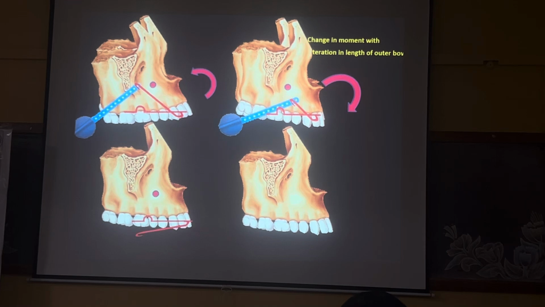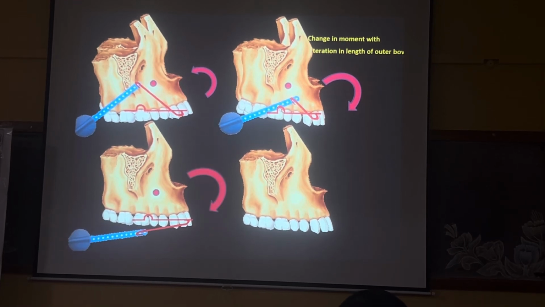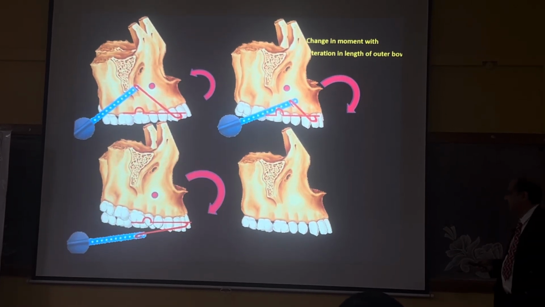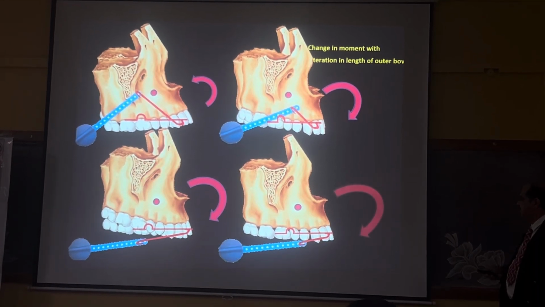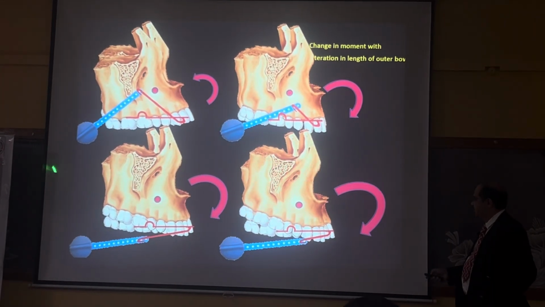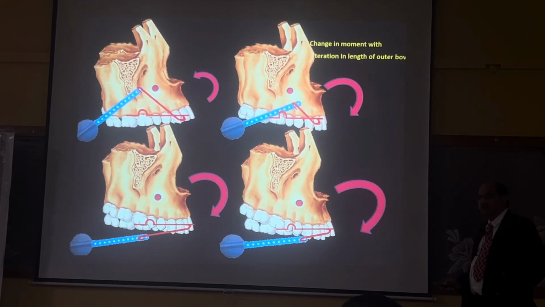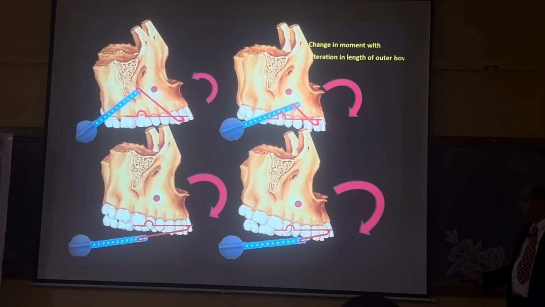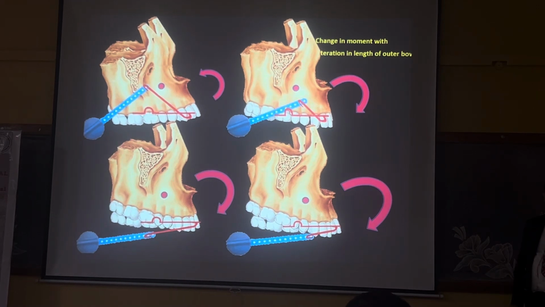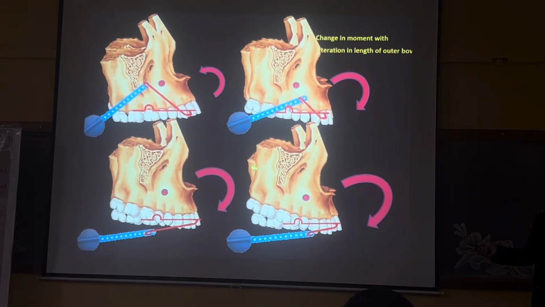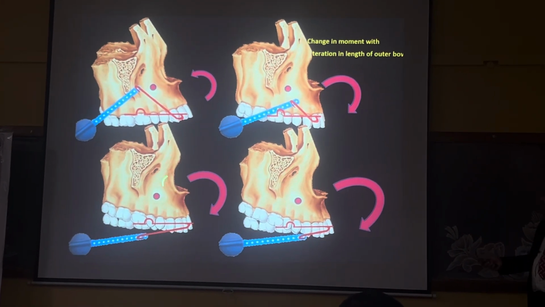Now let us do something else. Here I am passing it below the occlusal plane. What is the difference here? Both are below the occlusal plane. I am only altering the length. This is longer, this is shorter. The moment remains the same, but look at the magnitude of the moment.